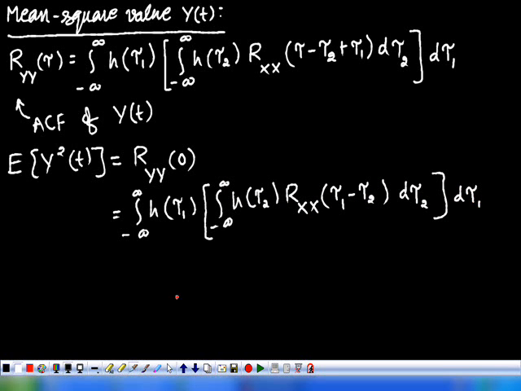So what this indicates is, if you know the impulse response and the autocorrelation function of the input random process, we can find the mean square value of the output random process. Here tau 1 and tau 2 are the dummy variables, the variables of integration. Here it is a function of tau 2 and this is a function of tau 1 and tau 2. So we are integrating with respect to tau 2 and tau 1. Definitely after integration, this will be a constant. So Ryy of 0 is a constant.